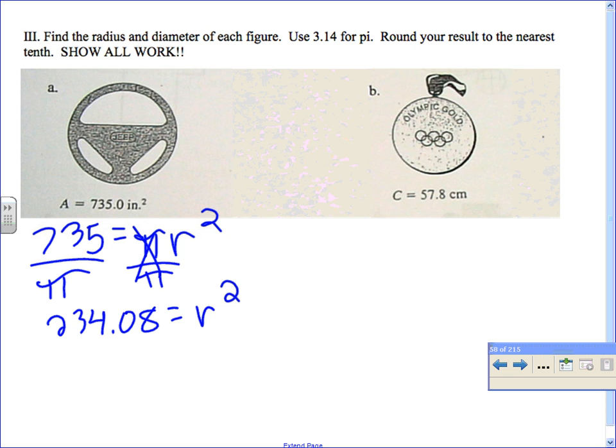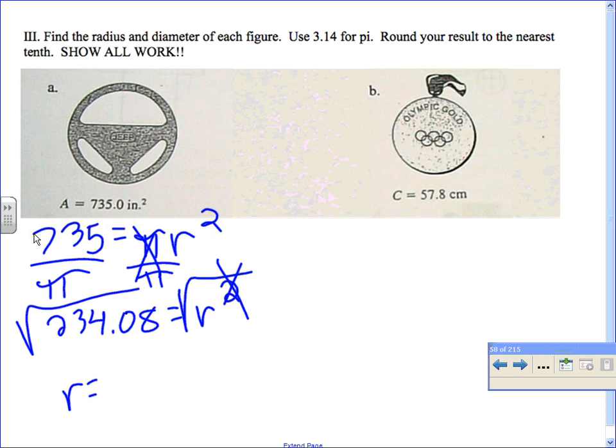Divided by 3.14. No, I'm not rounding the answer. They want us to round our answer to the nearest tenth. Yeah, so I just rounded it to the nearest hundredth. I have 234.08. Well, I'm not going to keep all those decimal points. I meant I'm not rounding to the nearest tenth until the very end.